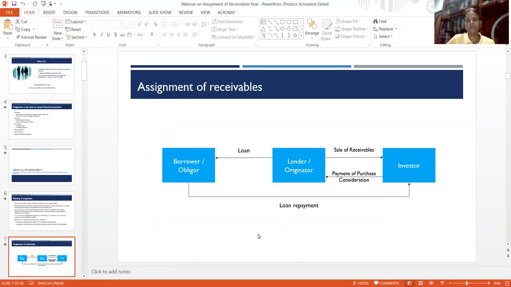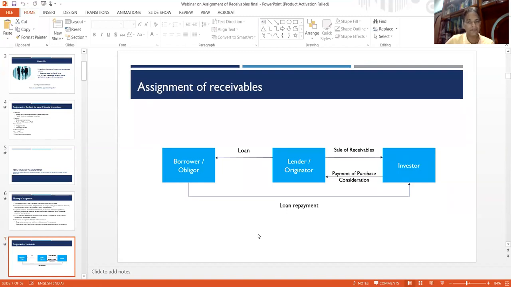So the typical picture of an assignment of receivables would be what? For example, let's say, it does not have to be in case of loan transactions. I've taken an example of a loan. Any receivable, let's say I'm a vendor, I made a sale and I've got money to receive from the customer. I have an accounts receivable or an amount receivable from a customer. I can sell that, I can transfer that to a buyer.